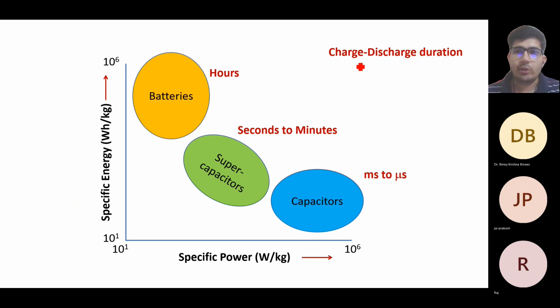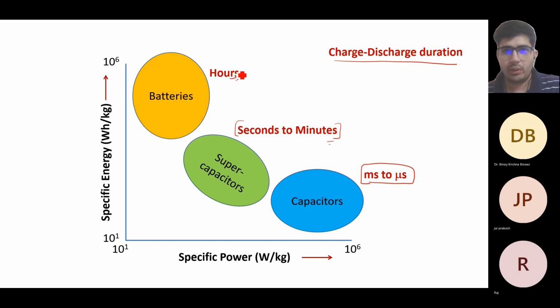So these are charge and discharge durations. Capacitors have charge and discharge durations of milliseconds to microseconds. Supercapacitors have charge and discharge durations of seconds to minutes, and batteries have hours. These durations depend on the specific energy, in watt hour per kg.